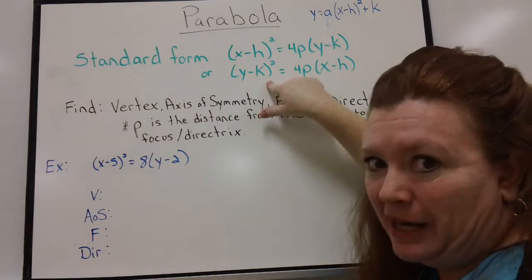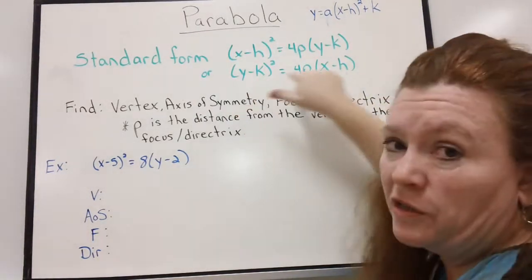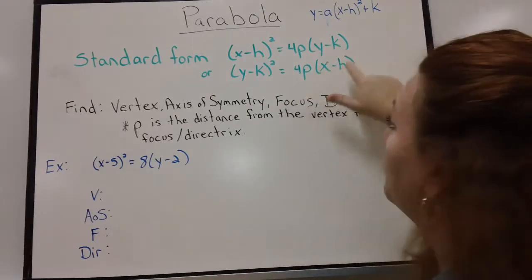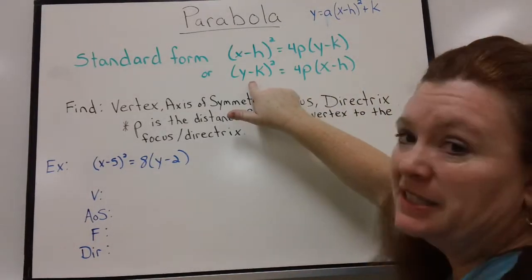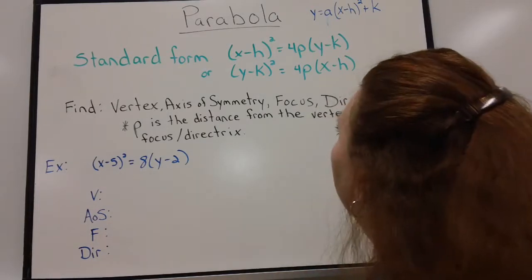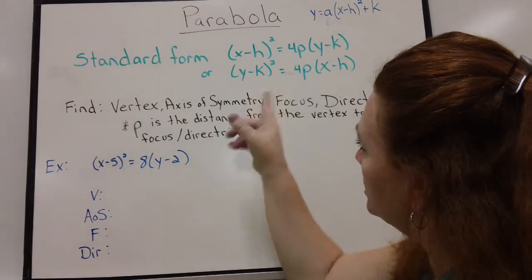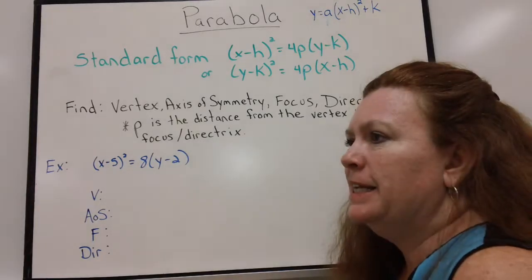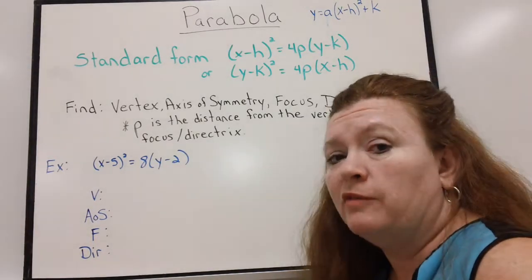Likewise, and this is where a lot of mistakes are made, it doesn't matter which order they're in. The vertex is still positive h and positive k. So it's not the first number you see, it's the one with the x. All right, the difference between those two is when x is squared versus y is squared.